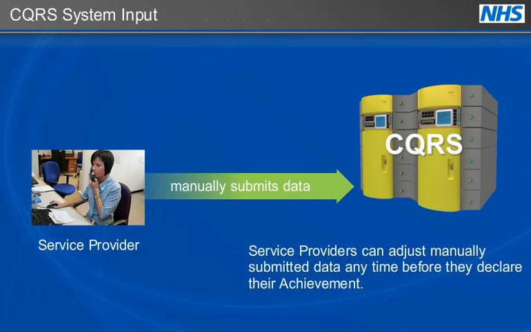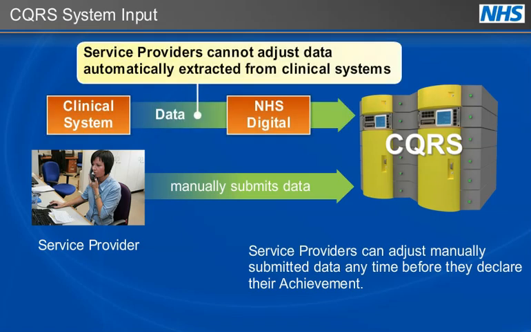Service providers and commissioning organizations can adjust manually submitted data at different stages in the quality service process. For example, a service provider might have entered some information earlier in the year that has changed and needs updating. Service providers can adjust manually submitted data any time before they declare their achievement. Note that data automatically extracted from NHS Digital (GPES) cannot be adjusted by the service provider.